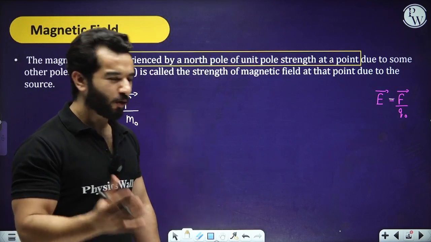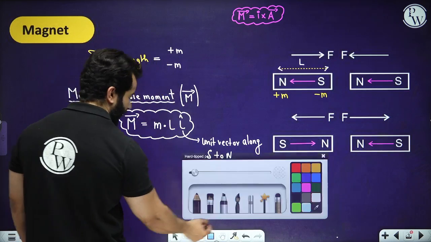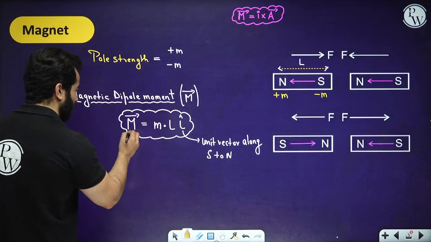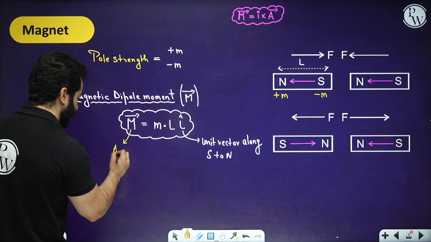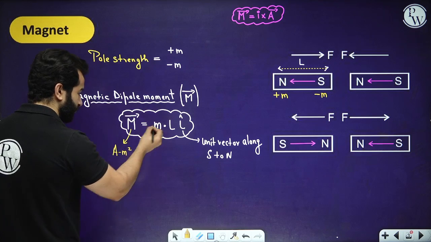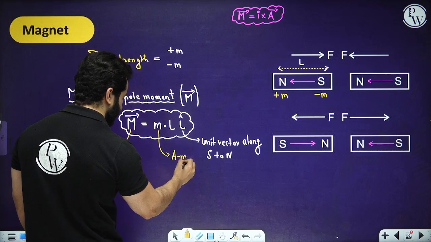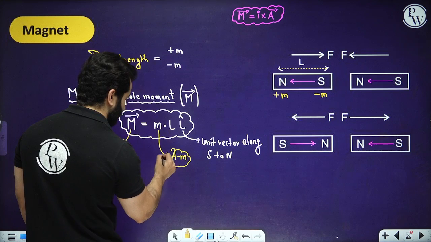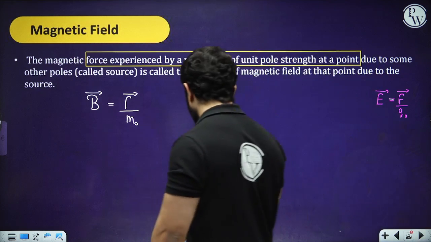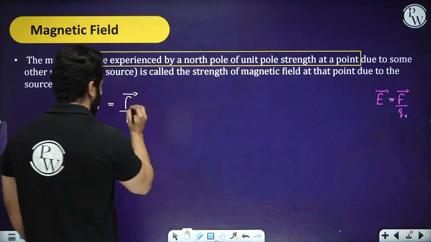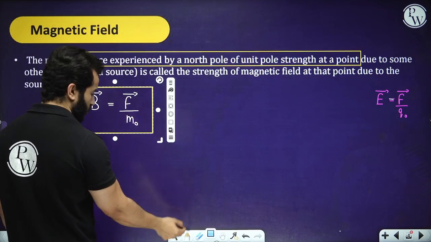And by the way, what's going to be the unit for this? You can find out the unit by using the formula for magnetic moment. We can write it as ampere meter square per ampere meter square. So for this one, the unit is going to be ampere per meter. All right. So over here we have got magnetic force divided by m naught. So this is a very important formula. We are going to use it quite often.